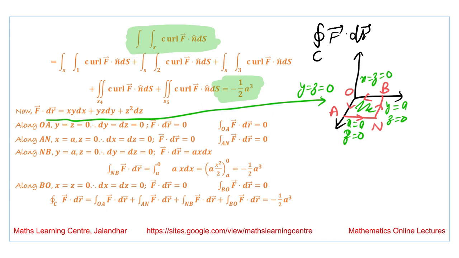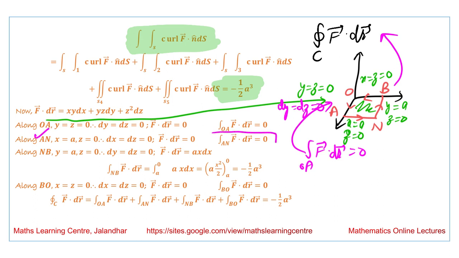And if we substitute these values in this formula one by one, we are saying along OA, f vector dot dr vector, we obtain it is 0. Then this is along OA, because value of y and z both are 0, so dy, dz, these are also 0. Similarly, when we are talking about AN, the value we are getting for this integral, it is 0.